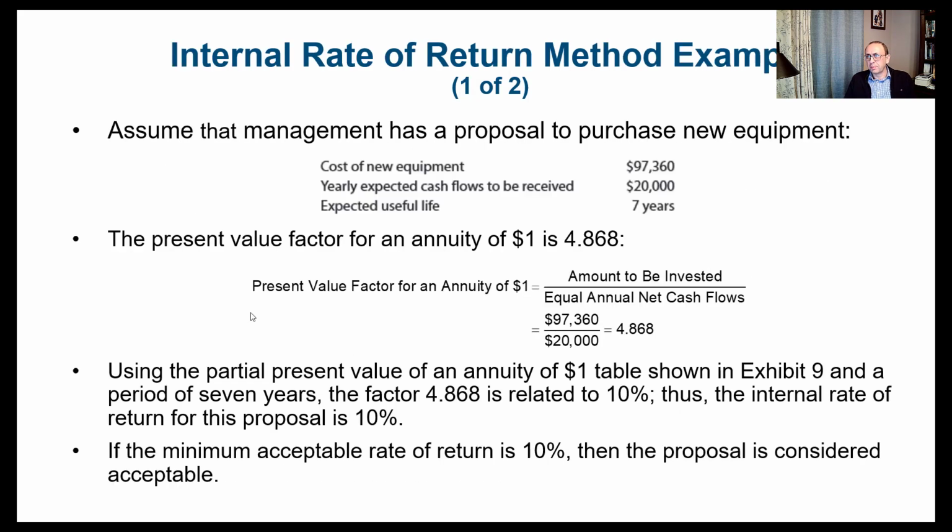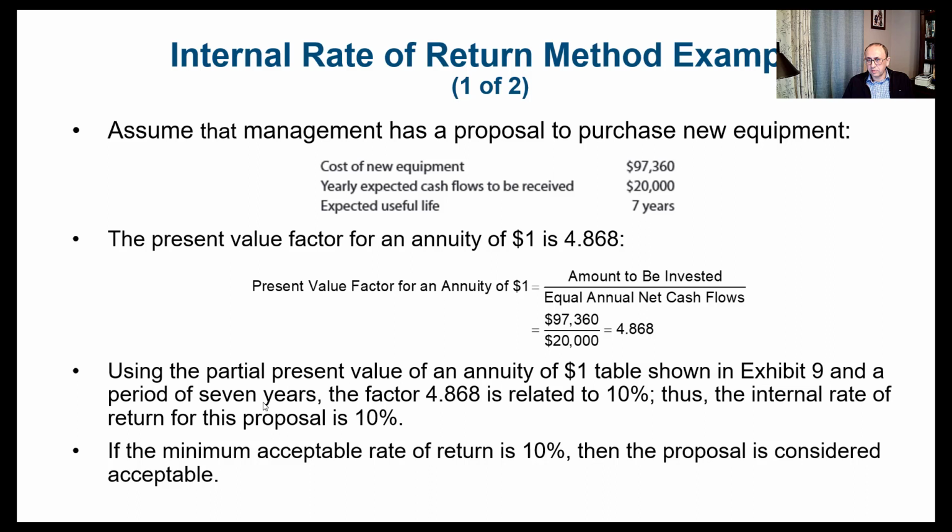So assume that management has a proposal to purchase new equipment. The cost of the new equipment is $97,360. The yearly expected cash flows to be received is $20,000. The expected useful life is 7 years. So the first step is to calculate the present value factor for an annuity. We get the amount to be invested, which is the $97,360. We divide it by the equal annual net cash flows, which is $20,000, and now we got the factor, which is 4.868.